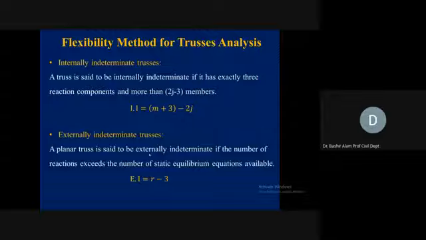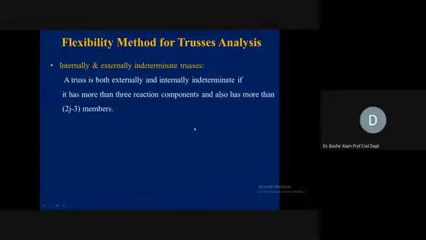Now, internally indeterminate trusses, again the same thing: the internal indeterminacy will be equal to m plus 3 minus 2j. Here you can see externally indeterminate trusses: it will be r minus 3 simply. And the total indeterminacy we can find out by m plus r minus 2j. So here is that condition.